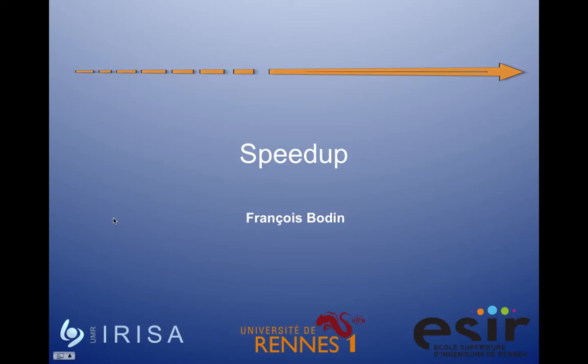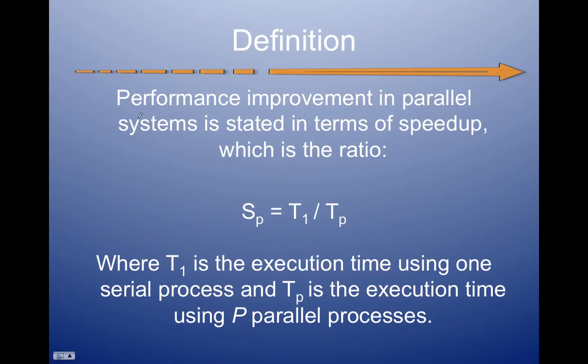Speedup. When we consider parallel systems, we use the speedup term to define the ratio between the serial execution time and the parallel execution time. And this measure will be used to know if, when I'm adding more parallel processes or parallel resources, I get more performance.